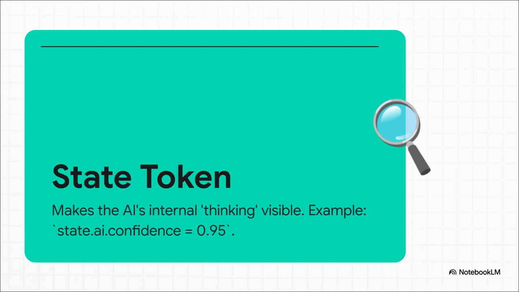And finally, there are state tokens, and these are all about transparency. You know how an AI often calculates how confident it is in an answer? By making that a token like state.ai.confidence equals 0.95, we can actually change how the UI looks and feels. If confidence is high, the AI gives a straight answer. But if it's low, maybe the AI says, I think the answer is... It stops the AI from being this mysterious black box, which is a huge step in building trust.